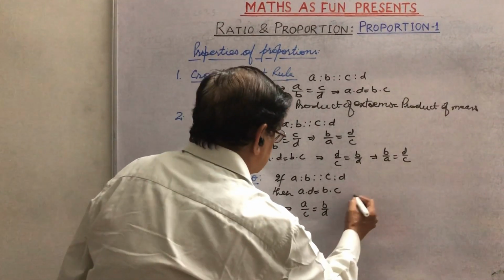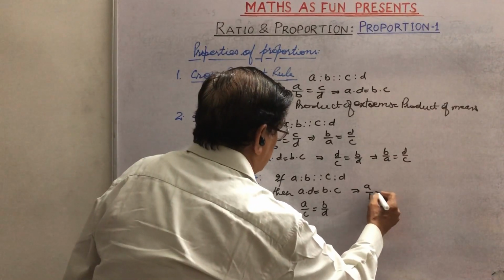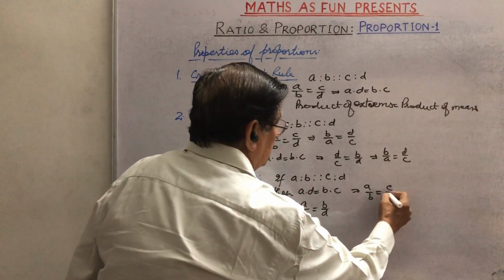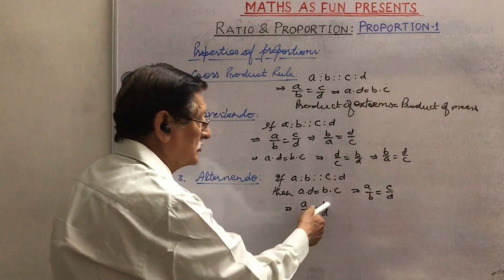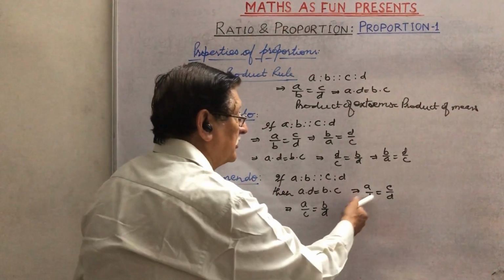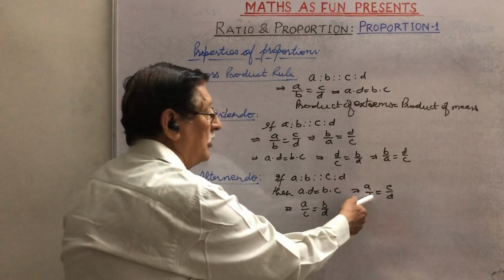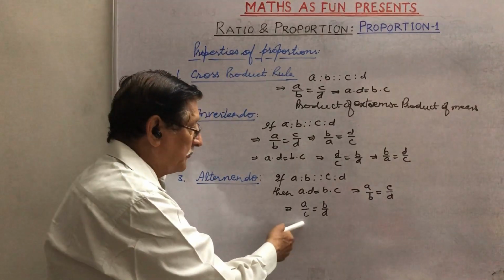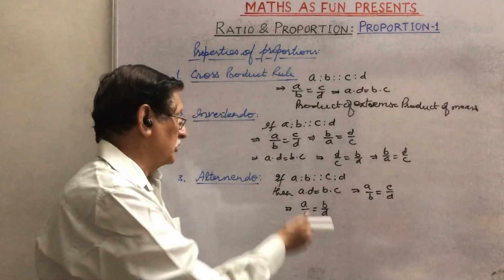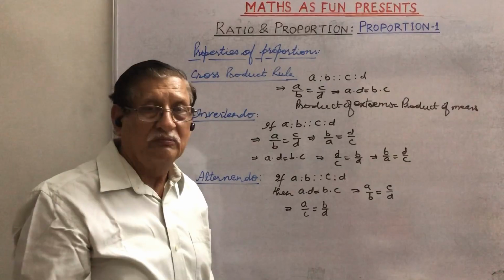If we write this as A upon C is equal to B upon D, do we find that this C and B have interchanged? And like we have the alternate interior angle, the same is these are alternate terms of this. And that's why this rule A upon C is equal to B upon D is known as the alternando.